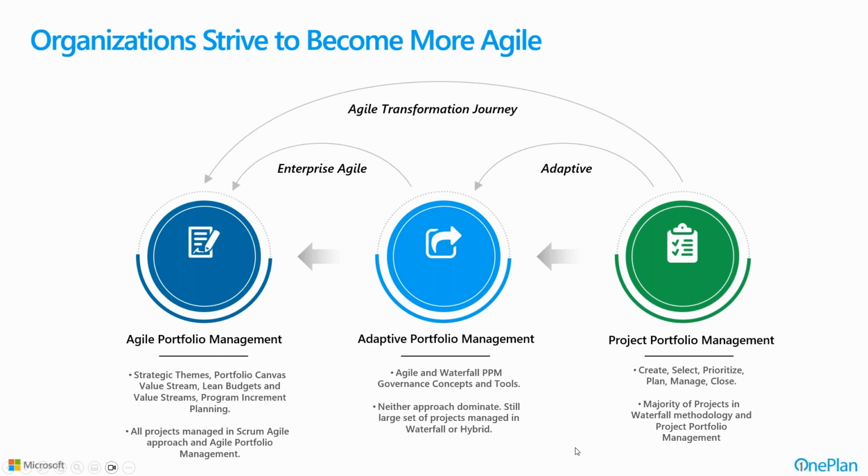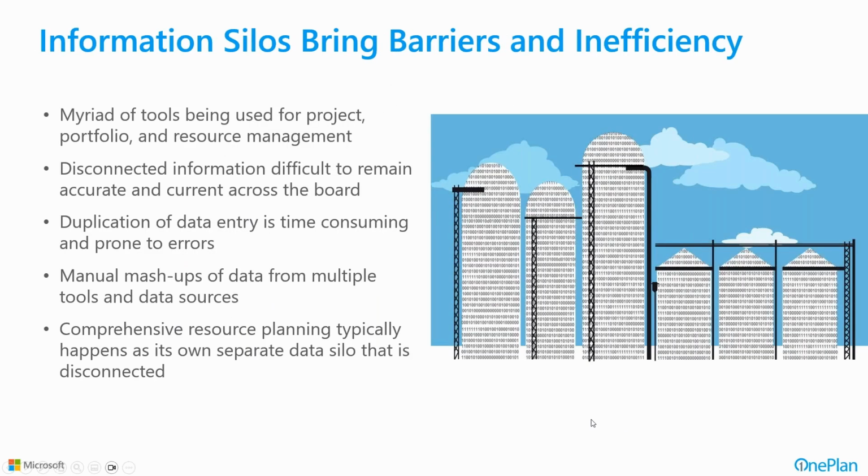Now, because we have this proliferation of tools, we end up with these pockets or silos of information. A myriad of tools being used for project, portfolio and resource management creates disconnected information. By disconnected, I mean if we each have our own version of things, our own portion of the information, it's difficult as an organization to remain accurate and current across all dimensions of the project and portfolio management data, as well as across the different organizational pieces that are supporting this.